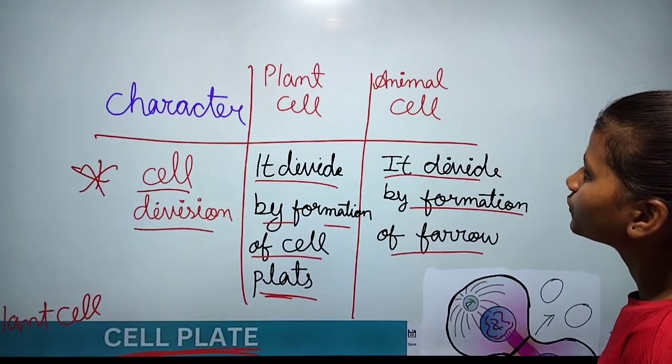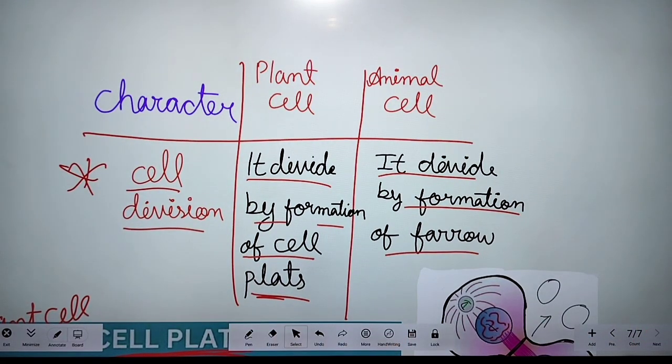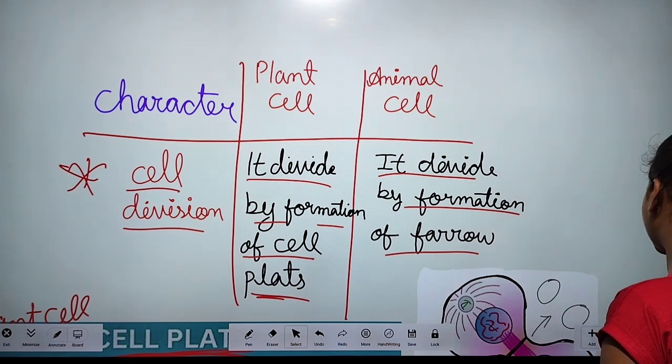So this is cell division. In the plant cell, the cell divides by the process of cell plate, and in animal cell, the cell divides by the process of what? Furrow formation. Now let's move to our next character.